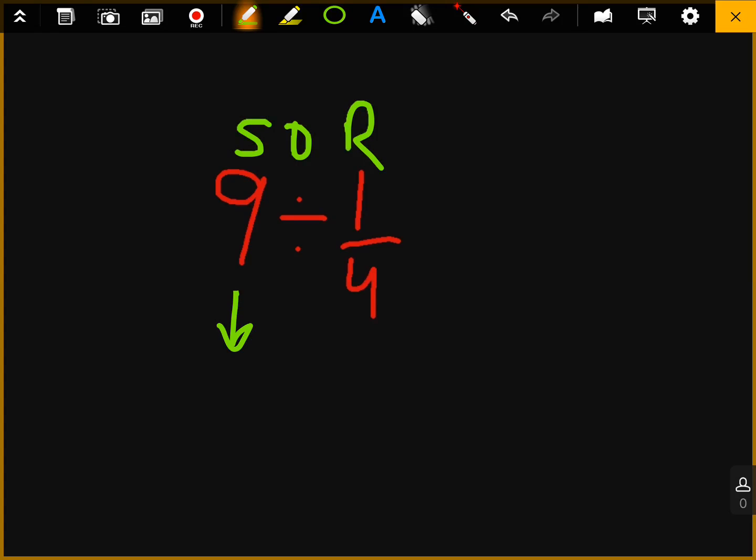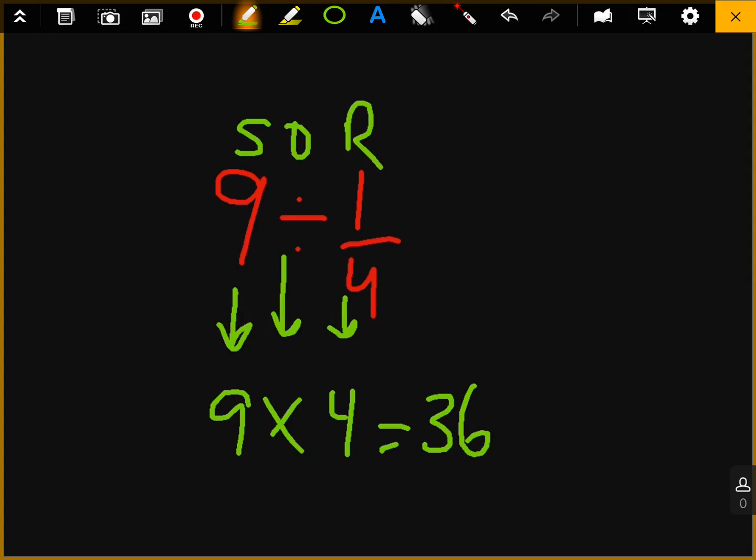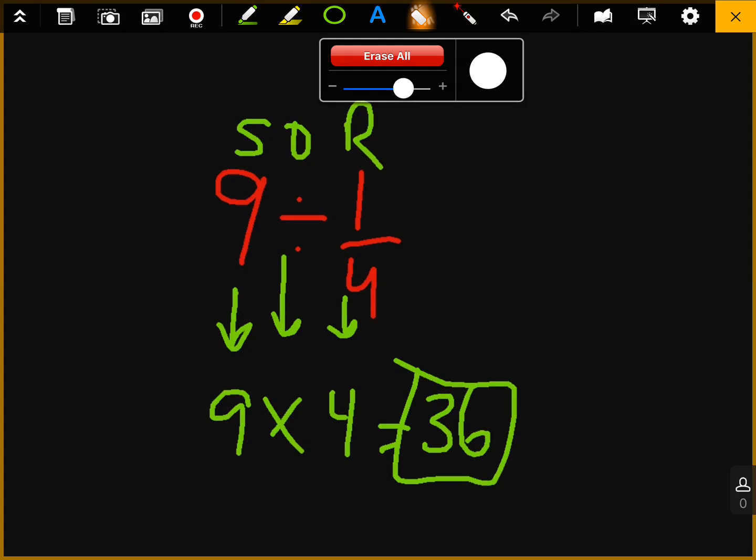Alright, almost done. Number 7 is Cyan has 9 gallons of fruit juice. He needs to divide the juice into servings that are 1/4 of a gallon each. How many servings is he going to have? So you got to do 9, which is being divided into the 1/4 gallons. Okay, remember guys, same, opposite, reciprocal. So 9 stays the same. Opposite of division is multiplication, and the reciprocal is 4. 9 times 4 is 36. It's going to be 36 servings. That's your final answer. Okay, let's go ahead and do 8.